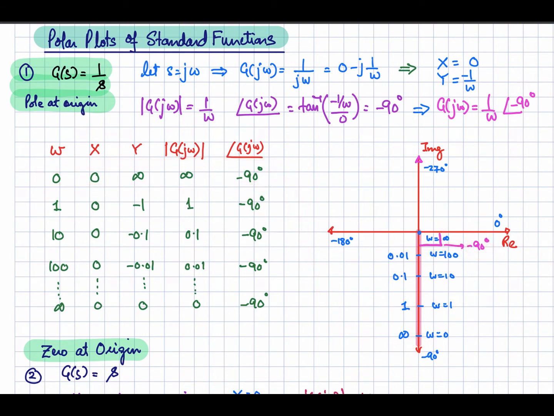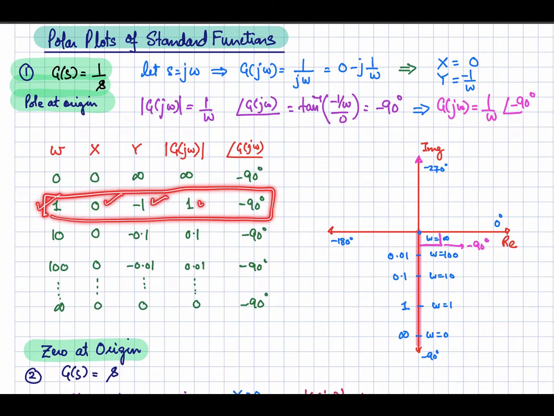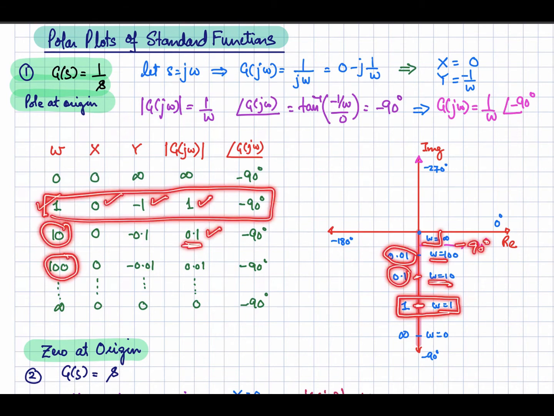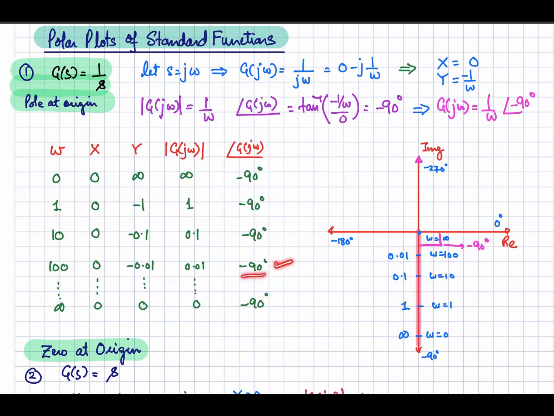Now if we increase the frequency, let's suppose 1 radian per second, we have real part equal to 0 but imaginary part equal to minus 1, so its magnitude is 1. Once the frequency goes to 1, its magnitude becomes 1 but its phase remains minus 90 degrees. When omega is equal to 10 radian per second, its magnitude reduces to 0.1, but the phase is still minus 90 degrees. Similarly, for a frequency of 100 radian per second, the magnitude is 0.01 and the phase is minus 90 degrees, and so on.